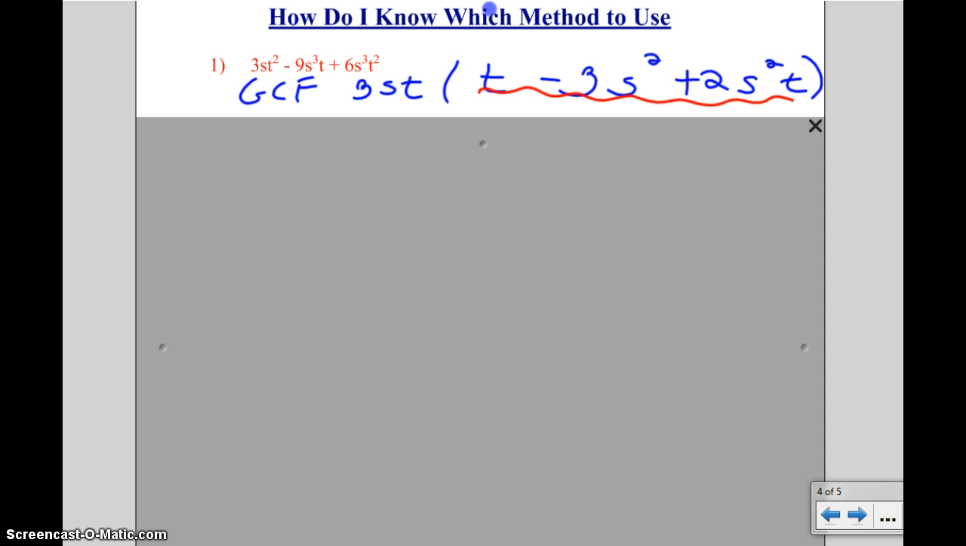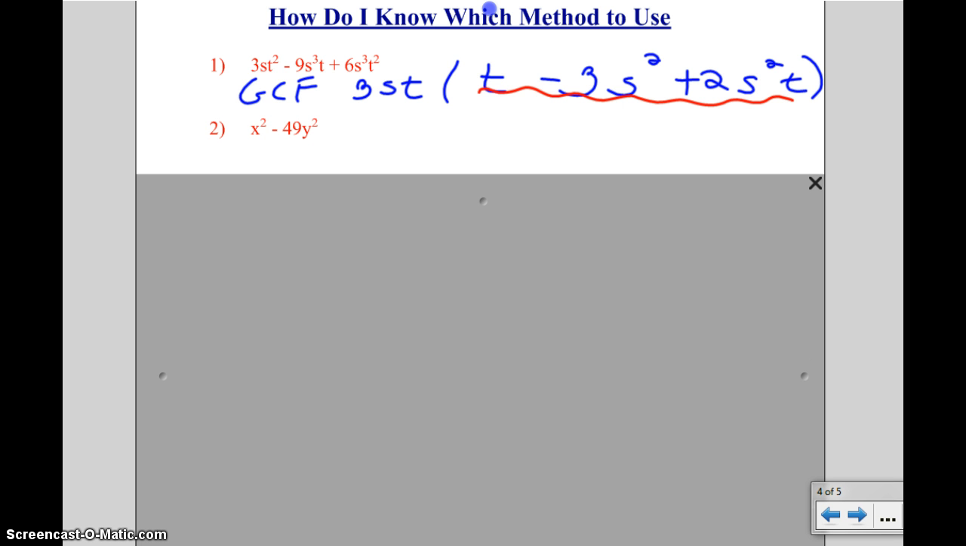inside the parentheses. I always want to see if I can continue to factor. So when I look at this trinomial here, does it look like a trinomial that I can use reverse FOILing on, or slide and divide? Or is it a binomial? Can I do sum of squares, difference of squares, sum of cubes, difference of cubes? In this case, I can't. So this is as far as I can go, which is just taking out the GCF.